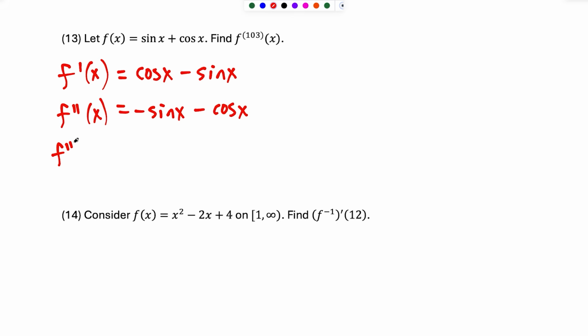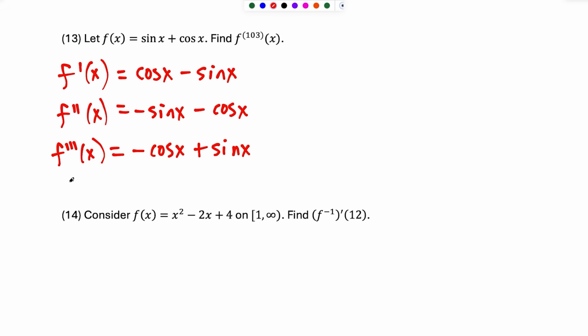And now next we have f triple prime of x, the third derivative. We have the derivative of sine is cosine, so we just get minus cosine x. There is no sign change here. But since we're deriving a cosine term, we're going to get a sign change to plus sine x, okay? So that's how we're going from here to here.